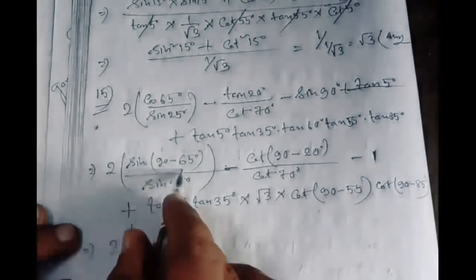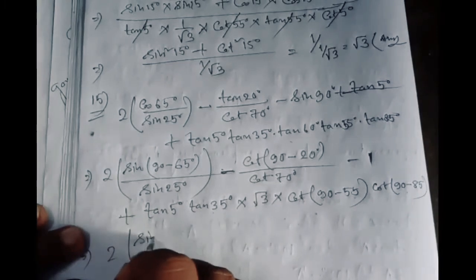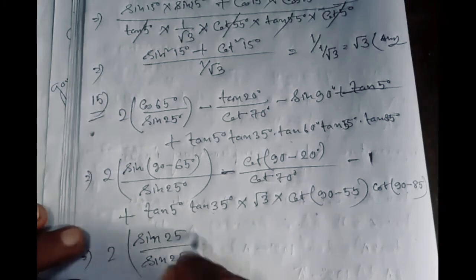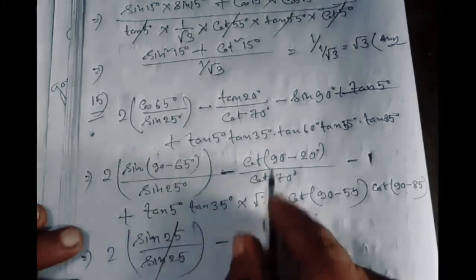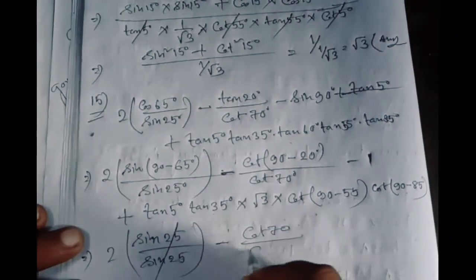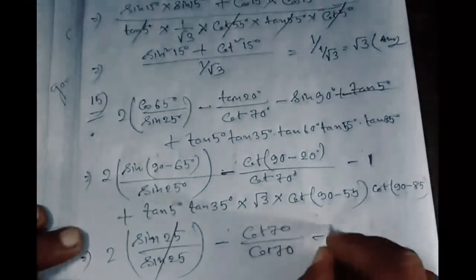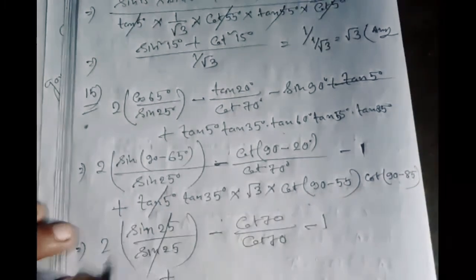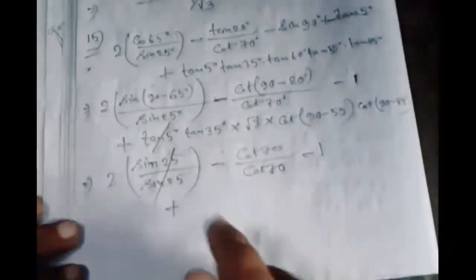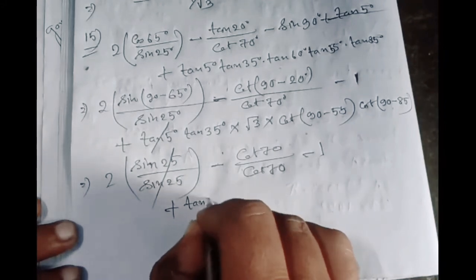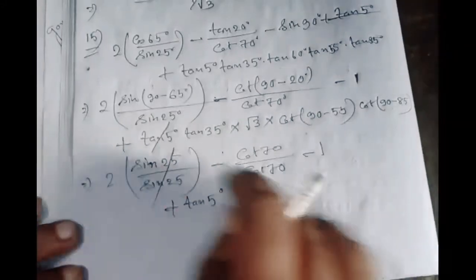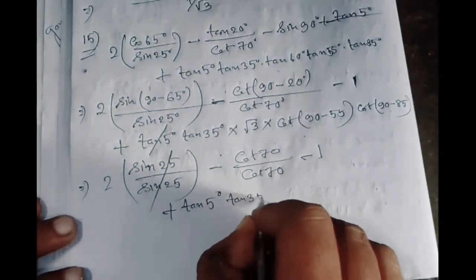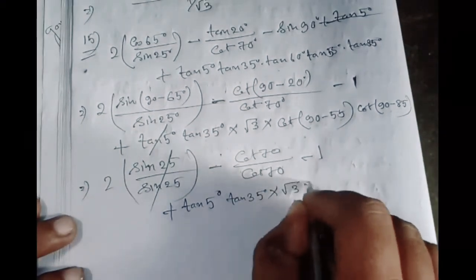This is 2, this is sin 25 by sin 25, cancelize, minus this is cot 70 by cot 70, minus 1 plus tan 5. Okay, we have to make one more line. This is tan 5 degree, tan 35 degree into root 3.